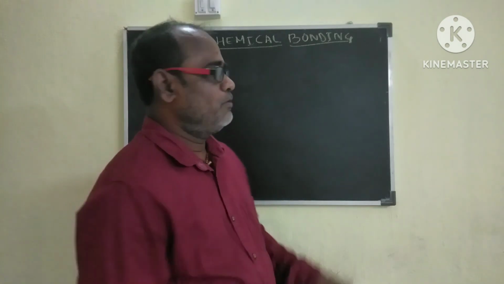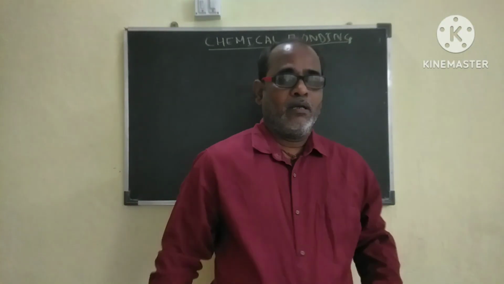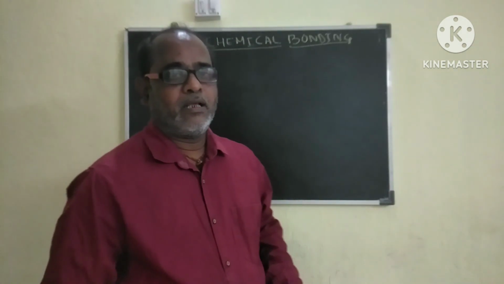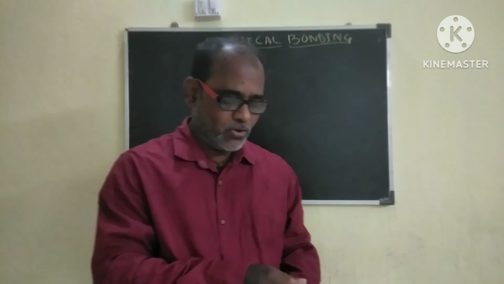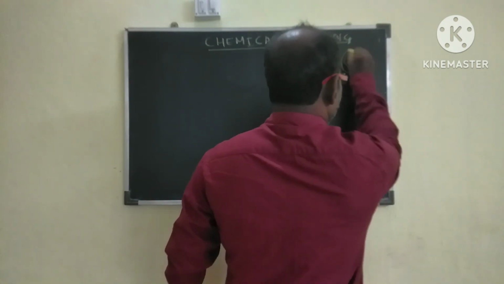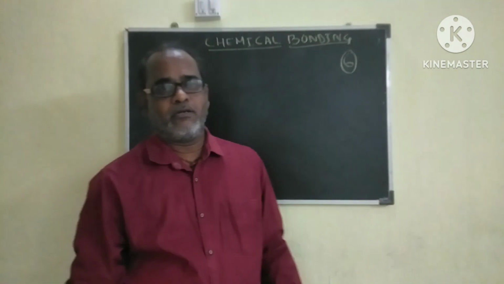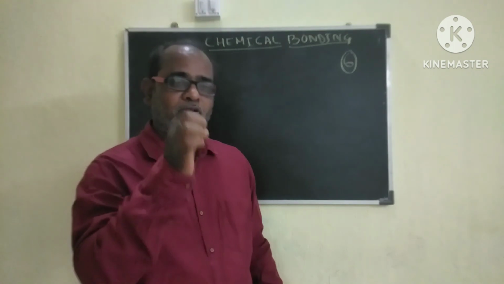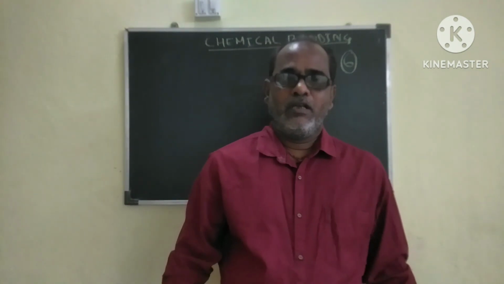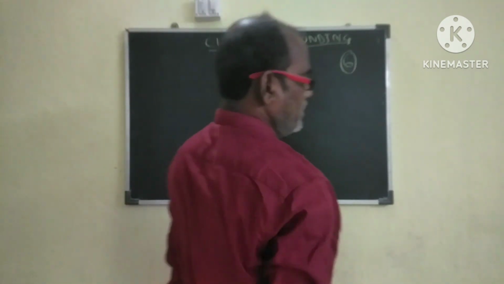I, Arun, have come today to take class on chemical bonding. It is there in ICSE class 10 and it consists of nearly 6 marks. So I am here to show how to achieve 6 marks in your examination. It's one of the simplest chapters in your ICSE board class 10. The very first topic is chemical bonding.